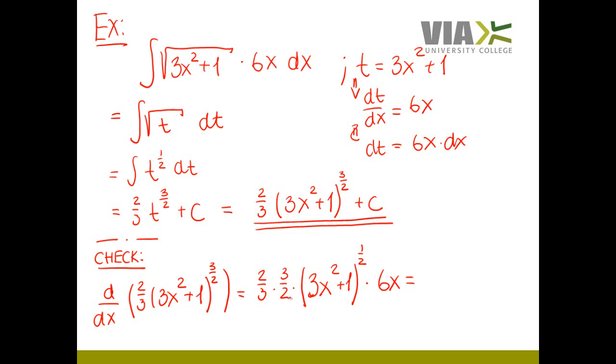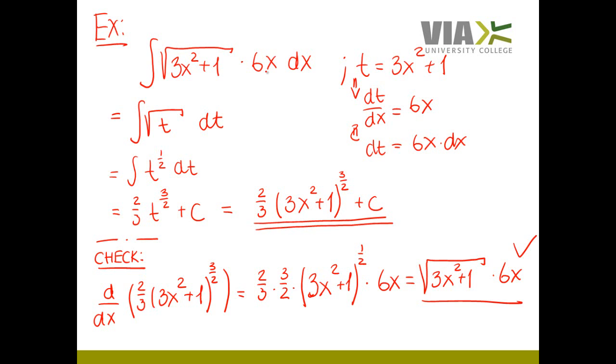2/3 times 3/2 eliminate each other. To the power of 1/2 is the same as the square root of 3x squared plus 1. Multiply that with 6x. So our check is completed. When we differentiate this result, which we have here, we get our original given assignment. So that's correct, what we have done.